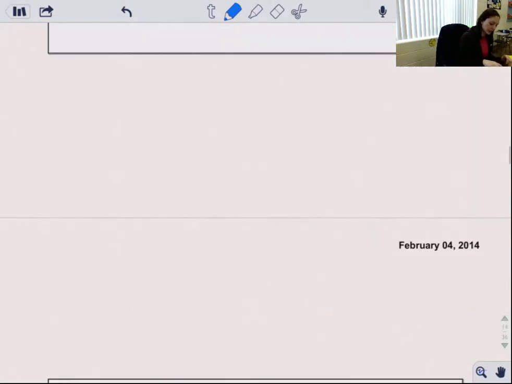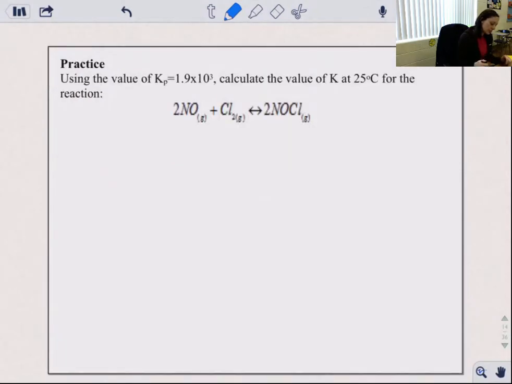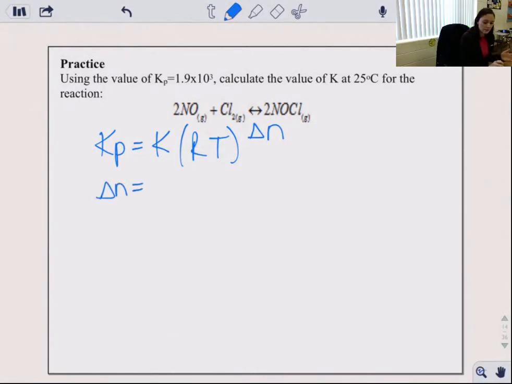So let's go ahead and try and convert between the two here. We're going to use the Kp value of 1.9 times 10 to the third, which we just found in the last problem. I'm going to calculate the value of K. Kp equals K times RT to the delta n. So I've got to know my delta n. Delta n is going to be my products minus my reactants coefficients. So my product is 2, minus 2 plus 1, which is basically 2 minus 3, which is going to be negative 1.